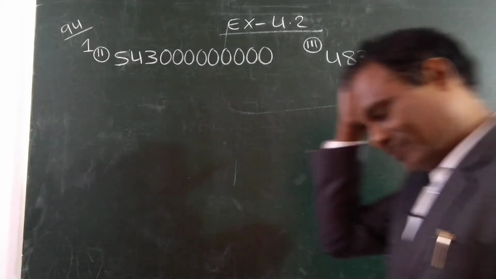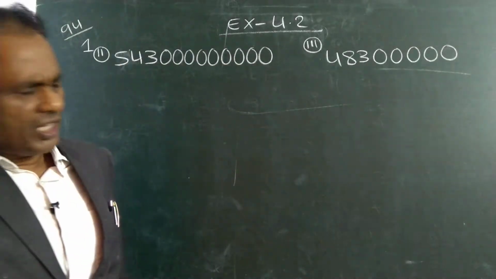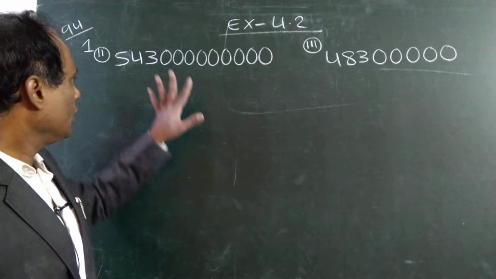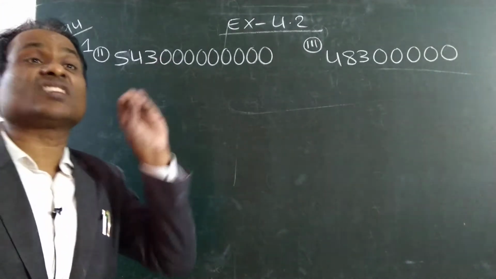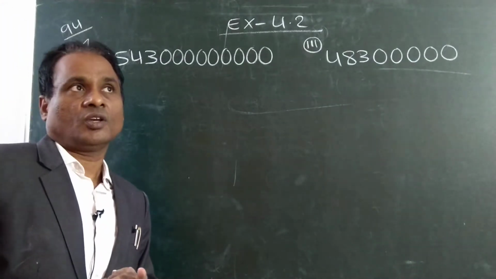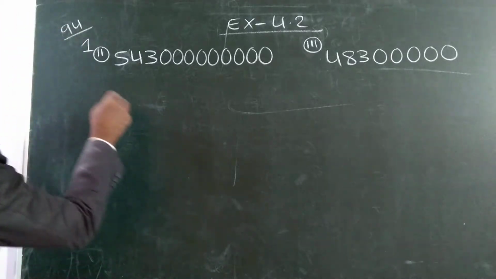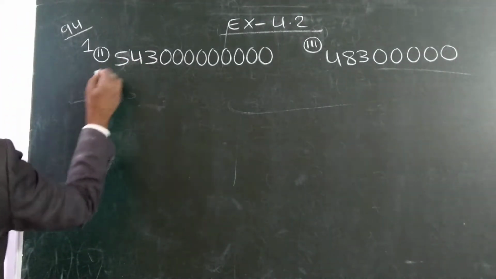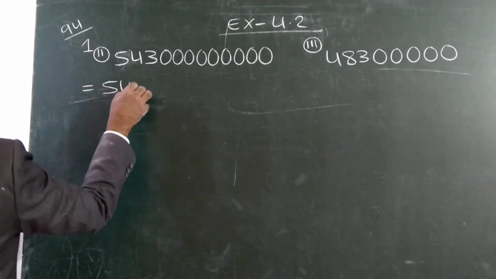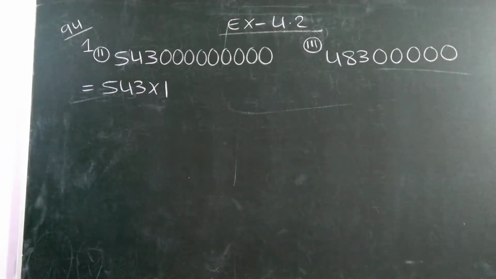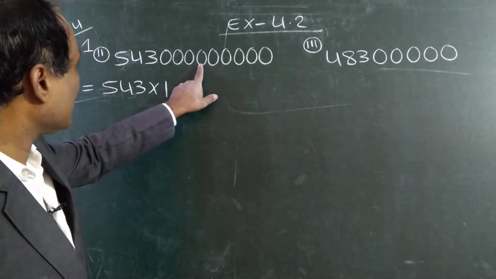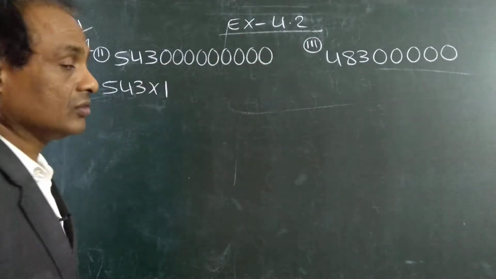See here, if you understand one problem, the remaining will be the same model. So this should be written in the standard form. What is the standard form? Don't write, see here. 1, 2, 3, 4, 5, 6, 7, 8, 9.